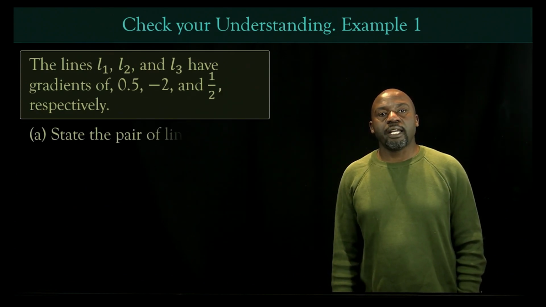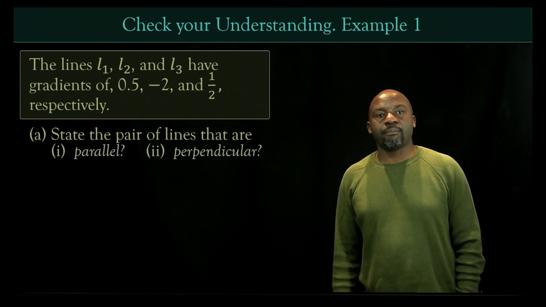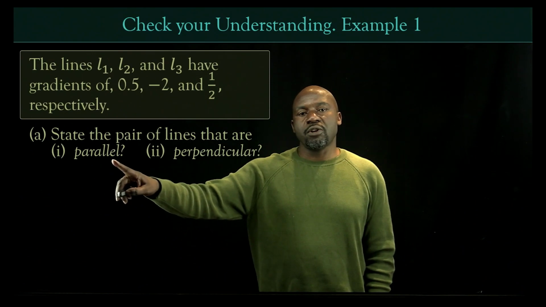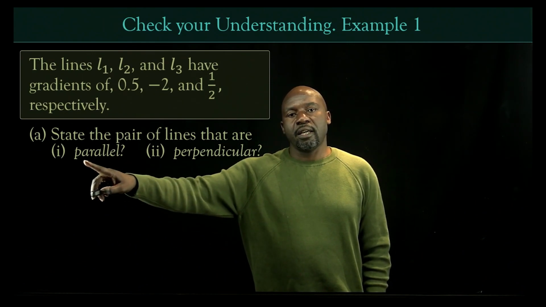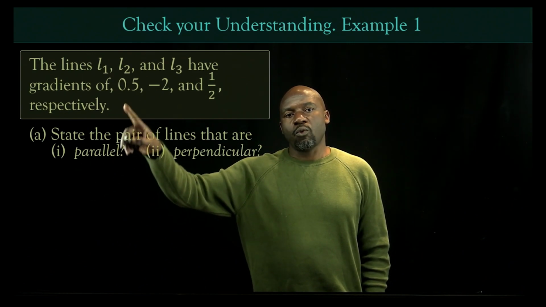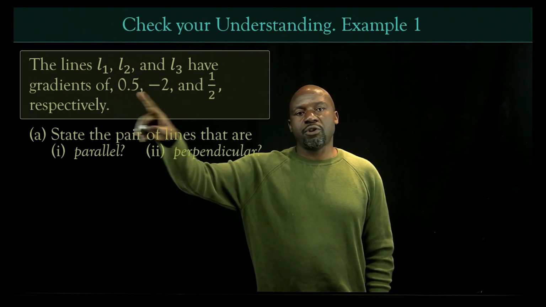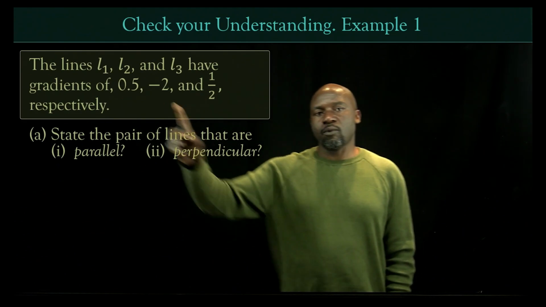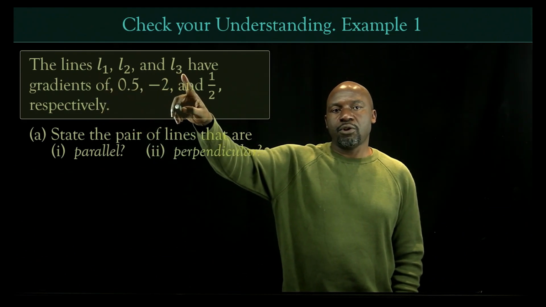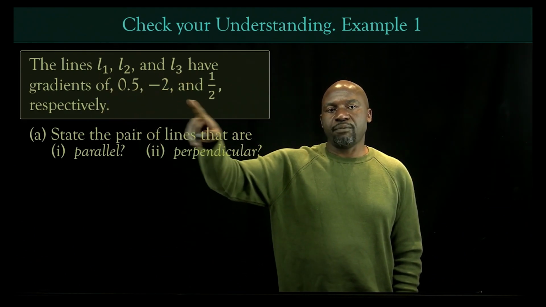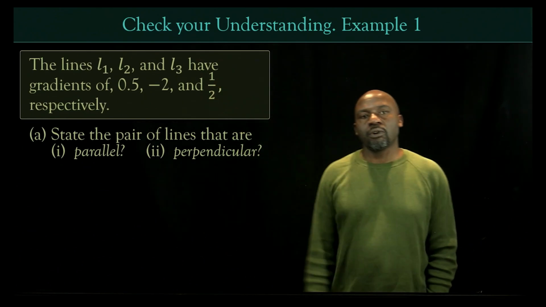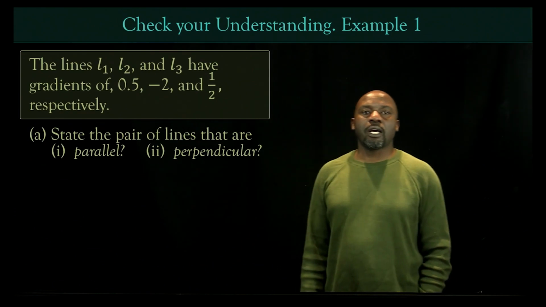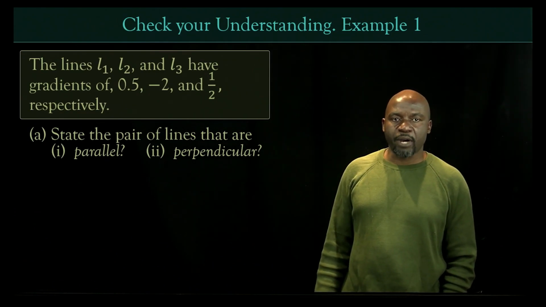So let's start with part A. State the pair of lines that are parallel and the pair of lines that are perpendicular. By definition, we know that two lines are parallel if their gradients are the same. So which of the three lines have the same gradient? And of course, the answer is line 1 and line 3, because 0.5 means the same thing as a half. So line 1 and line 3 have the same gradient. So we can conclude that line 1 and line 3 are parallel.